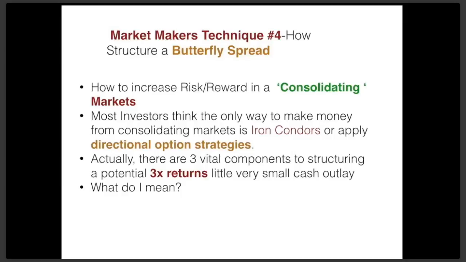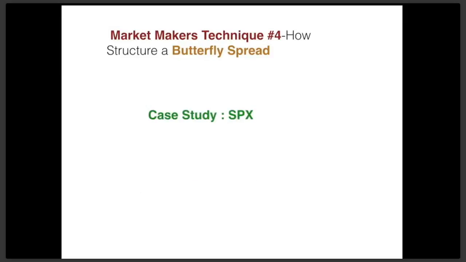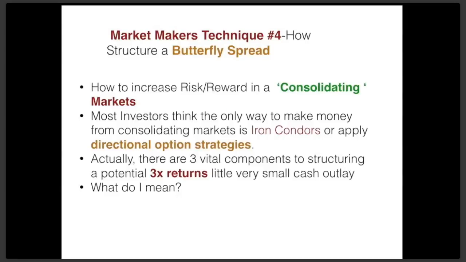Now, I'm going to show you in this video the risk profile, or risk and reward, for an iron condor versus a butterfly spread. So there are 3 vital components to structuring a potential 3 times return with very small cash outlay. What do I mean by that? Let me just switch over to this case study and show you on this video lesson how we structure a butterfly spread and what is the difference of returns of an iron condor and a butterfly spread.